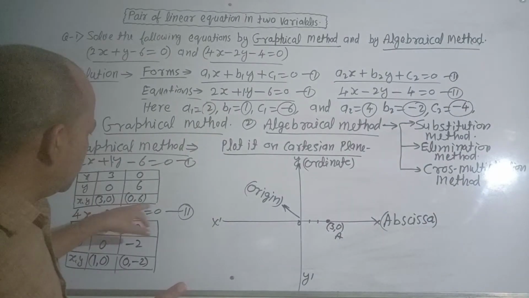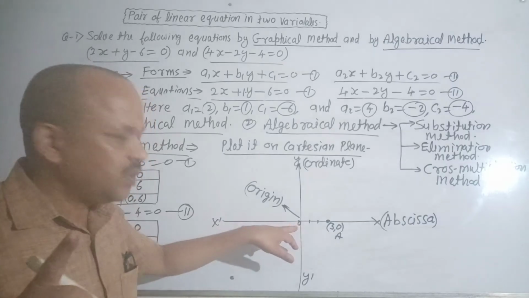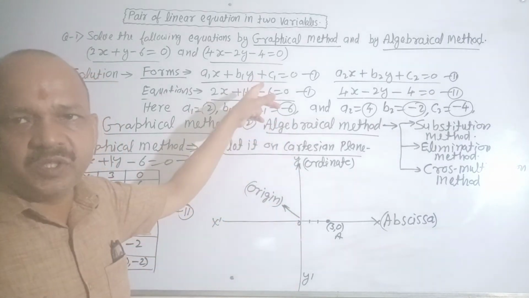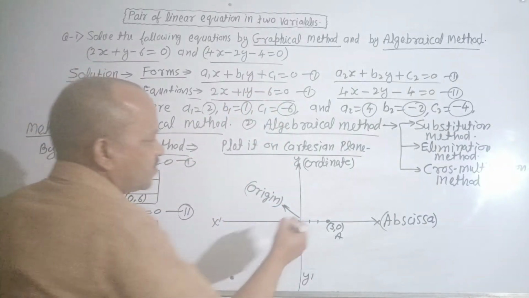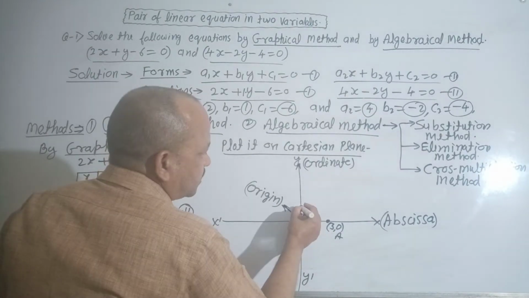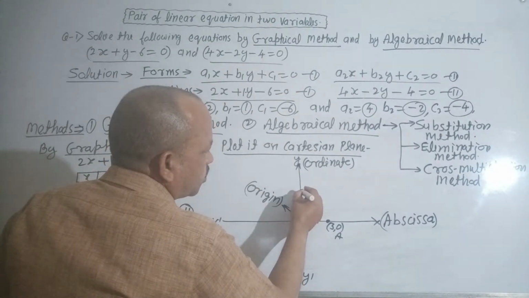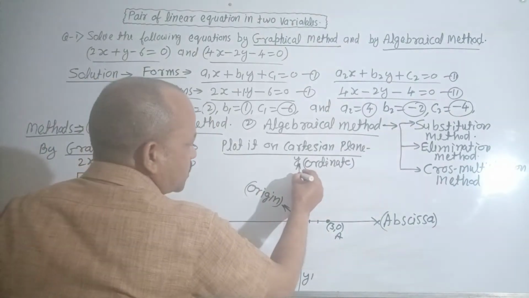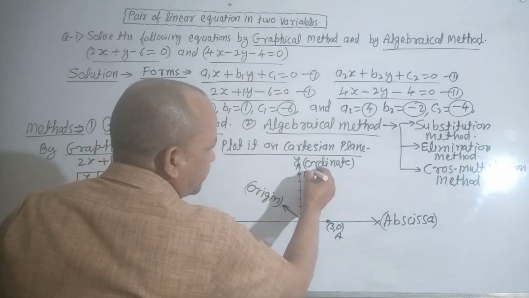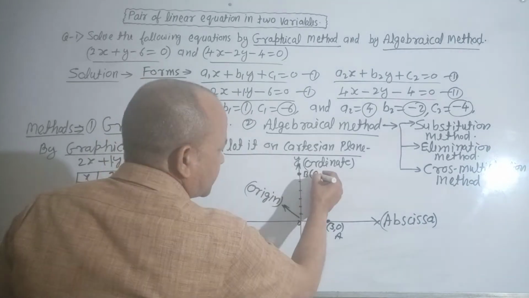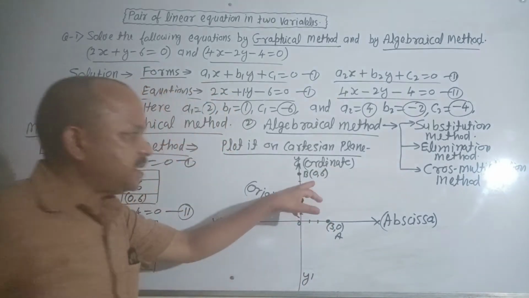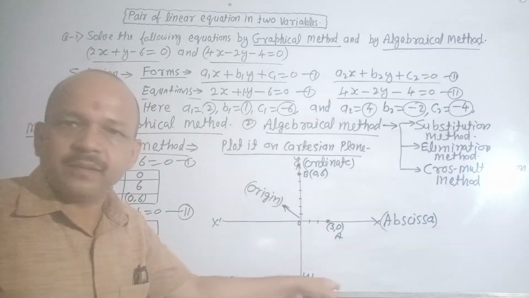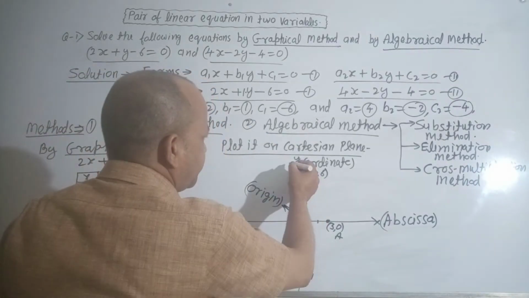Now plot (0, 6). 0 at the origin, 6 on the ordinate in the positive direction. Clear? Here 1, 2, 3, 4, 5, 6. It means point B (0, 6) is here. Now join point A to B and produce it.